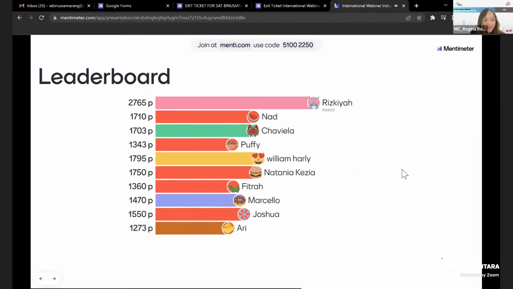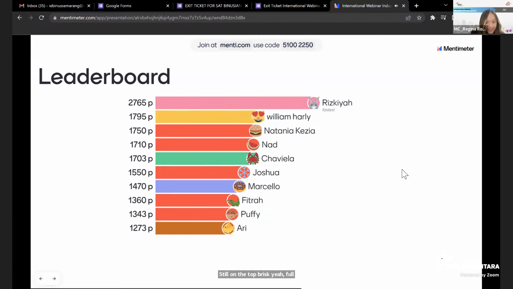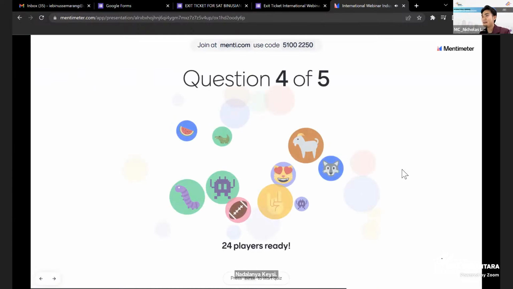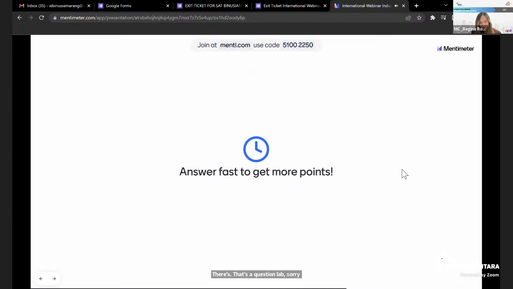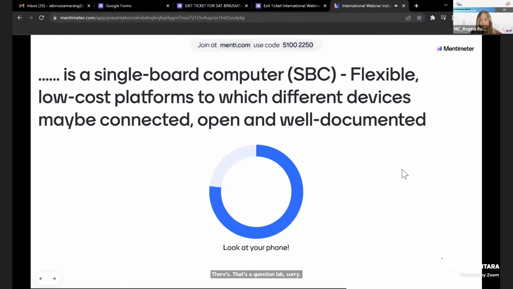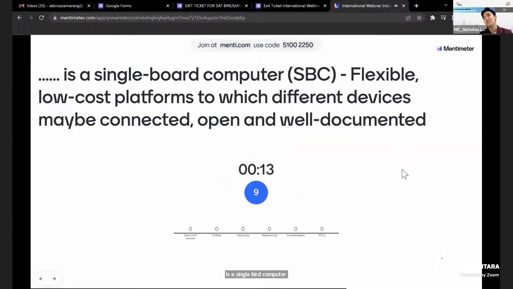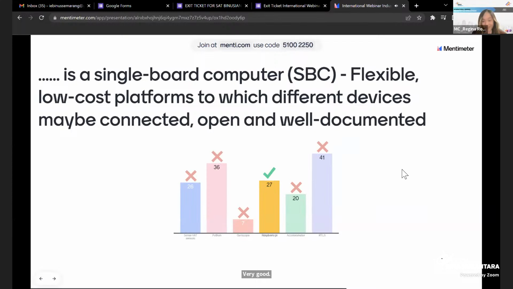Still on the top, Briskia, followed by William Harley and Natania Kezia. There's two questions left, sorry. Is a single board computer flexible, low-cost platforms to which different devices may be connected, open and well documented? Its answers you will pick. Regina. Probably Python? Oh, wrong. Sorry.